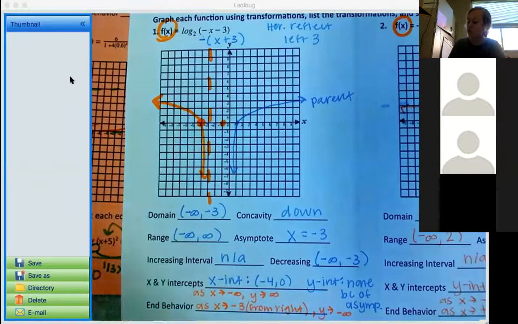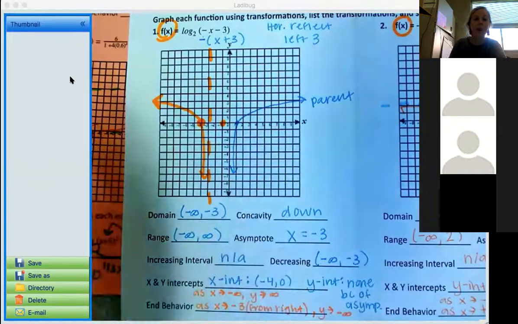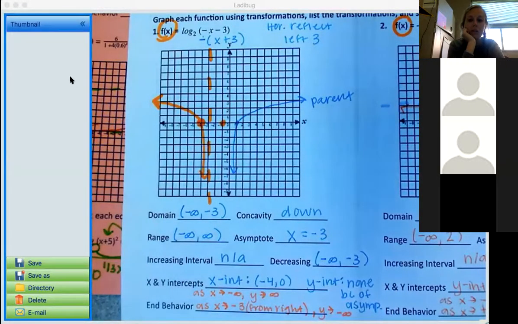So on this one, I showed you the parent function and I graphed this one by hand. You can absolutely do that, but you also do not have to. You can use Desmos on your test, okay? Because y'all can use Desmos on your exam. Any questions about number 1?